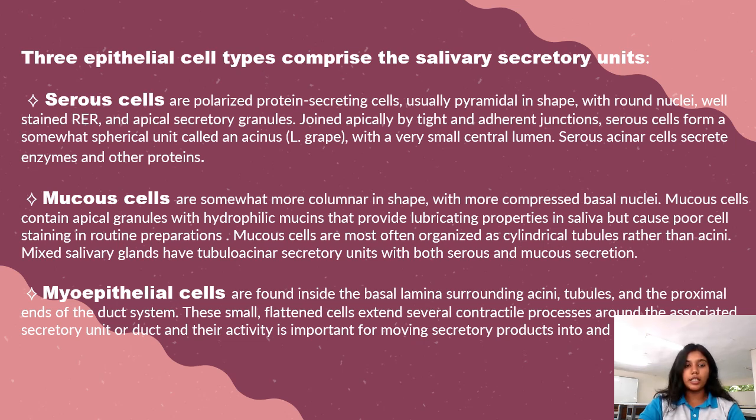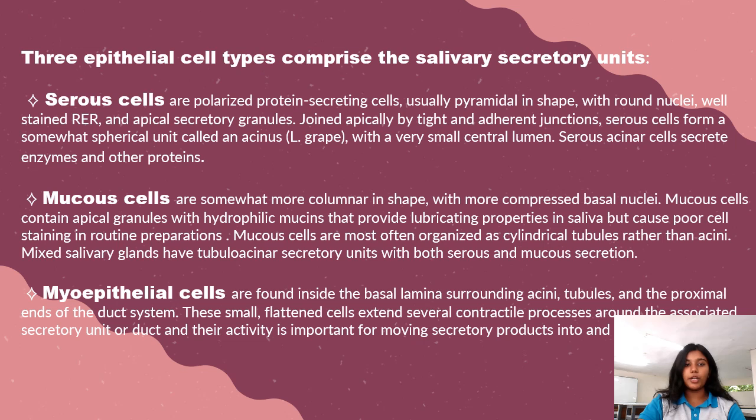Next, mucous cells. They are somewhat more columnar in shape with more compressed basal nuclei. Mucous cells contain apical granules with hydrophilic mucins that provide lubricating properties in saliva but cause poor cell staining in routine preparations. Mucous cells are most often organized as cylindrical tubules rather than acini. Mixed salivary glands have tubuloacinar secretory units with both serous and mucous secretion.